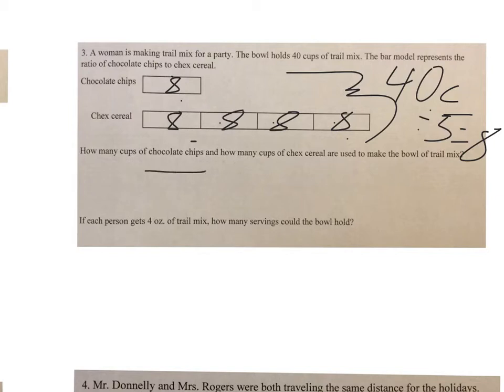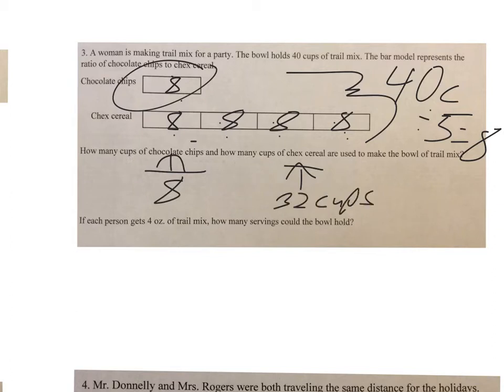So how many chocolate chips and how many cups of Chex cereal are used to make this bowl? So this bowl, for chocolate chips, you just need 8. So 8 for chocolate chips. And then Chex cereal, you would need 1, 2, 3, 4. 4 times 8, so 32 cups of the Chex. Now it says each person gets 4 ounces of trail mix. So how many servings could the bowl hold? Alright, so this just goes back again to the cups.